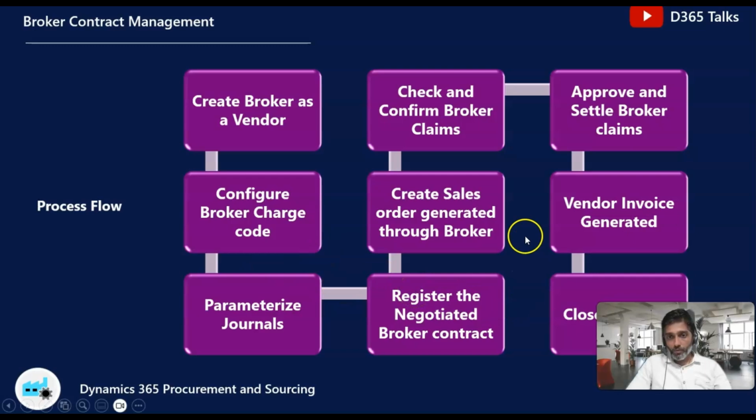So here, that's what we were discussing. We have created a sales order and generated the broker claims, and now we need to check. We actually checked and confirmed the broker claims in the sales order, also under the sales order line broker commission, where we were able to check and confirm the claims. And now the next step is we need to approve and settle the broker claims.